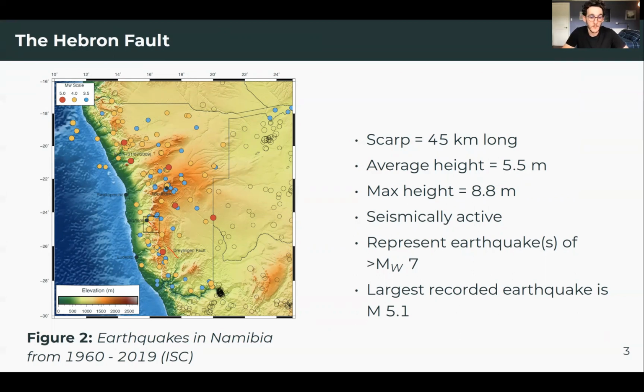The fault itself is still seismically active. Local farmers in the area have felt tremors, and a temporary seismic deployment in 2017 recorded and located 70 events that delineate a clear fault plane dipping at about 55 degrees to the southwest. So this fault scarp is capable of hosting earthquakes greater than magnitude 7, which is considerably higher than the largest recorded earthquake in Namibia.